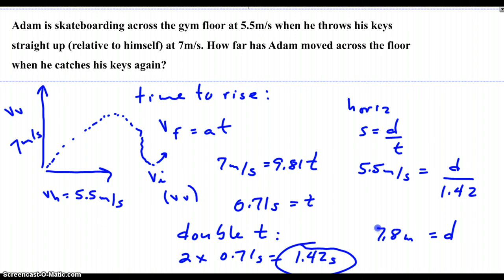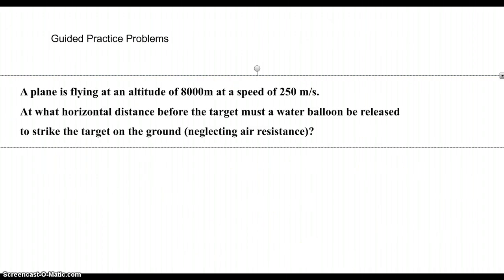Now I have some practice problems for you to try. See if you can find the answer, pause the video, and when you're done, press play so that you can see the answer. Here's practice problem number 1. Pause the video. Now here's the answer for practice problem number 1.